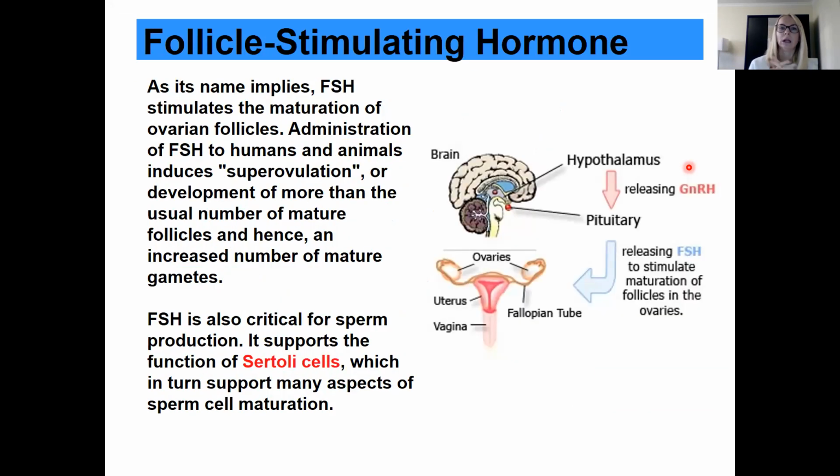Follicle stimulating hormone stimulates the maturation of ovarian follicles, and administration of follicle stimulating hormone to humans and animals induces superovulation, or development of more than the usual number of mature follicles, and hence an increased number of mature gametes. Follicle stimulating hormone is also critical for sperm production. It supports the function of Sertoli cells, which in turn support many aspects of sperm cell maturation.